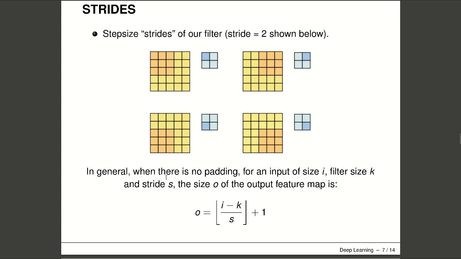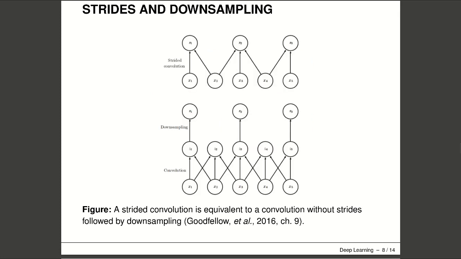In general, when there is no padding, for input size I, kernel size K, and stride S, we can calculate the output feature map size with this formula. Note that in the previous examples and so far, we have only discussed a stride of one, and if you remember, we moved the filter 1 pixel at a time. More importantly, a strided convolution is equivalent to a convolution without a stride followed by downsampling, as you can see here.